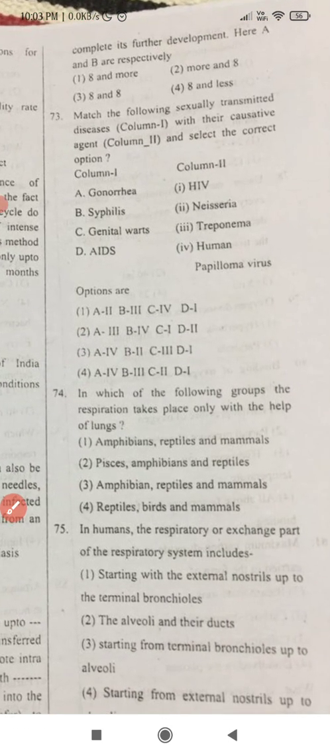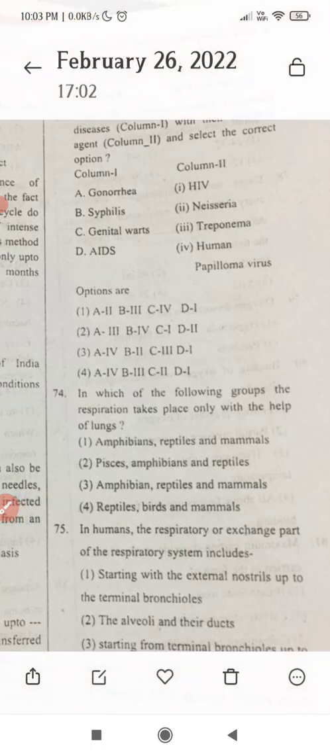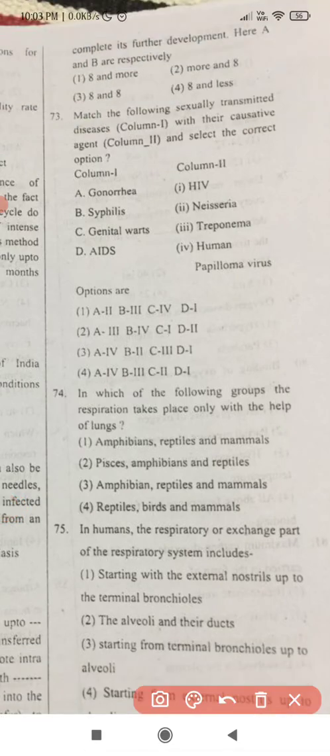Match the following sexually transmitted disease with their respective causative agent and select the correct option. Gonorrhea is caused by Neisseria gonorrhoeae. Syphilis is caused by Treponema pallidum. Genital warts is caused by human papilloma virus. AIDS by HIV. So it's a PYQ also, previous year question, so very important.